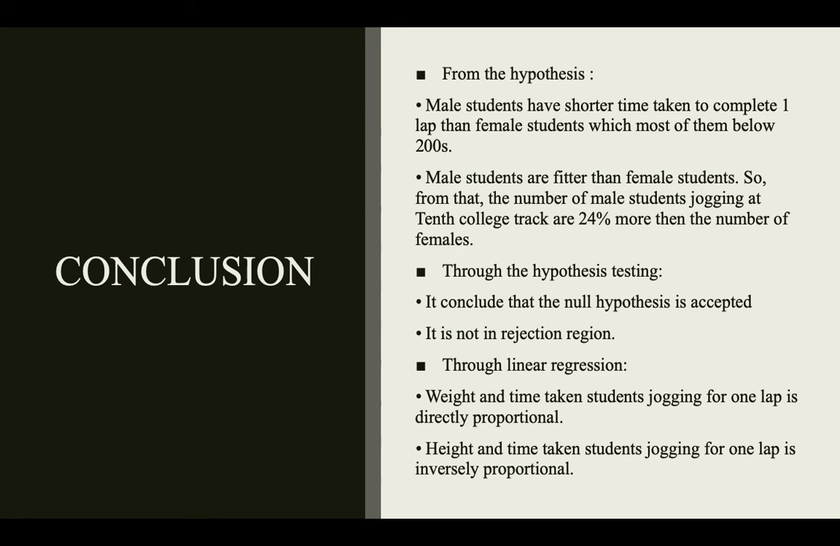For conclusion, from the hypothesis, male students have shorter time taken to complete one lap than female students, which is most of them below 200 seconds. Male students are fitter than female students. So from that, the number of male students jogging at 10th college track is 24% more than the number of females. Through the hypothesis testing, it concludes that the null hypothesis is accepted and it's not in the rejection region. Through the linear regression, weight and time taken for students jogging one lap are directly proportional, and the height and time taken for students jogging one lap are inversely proportional.